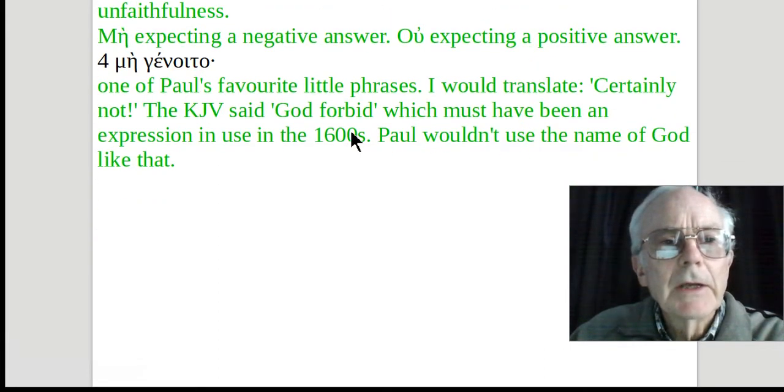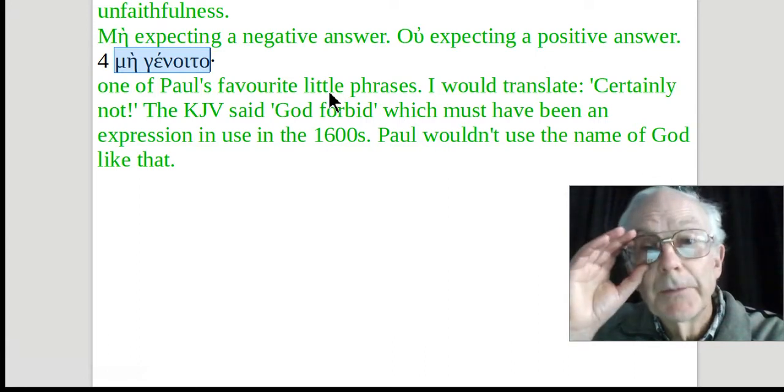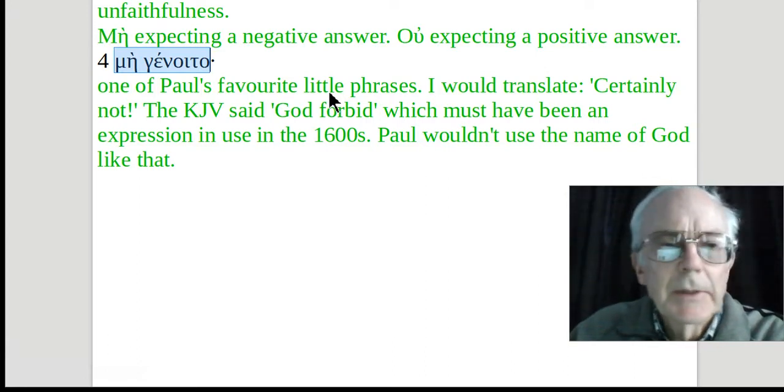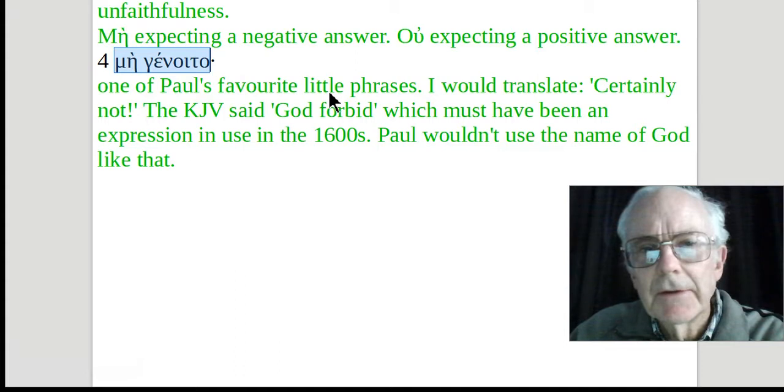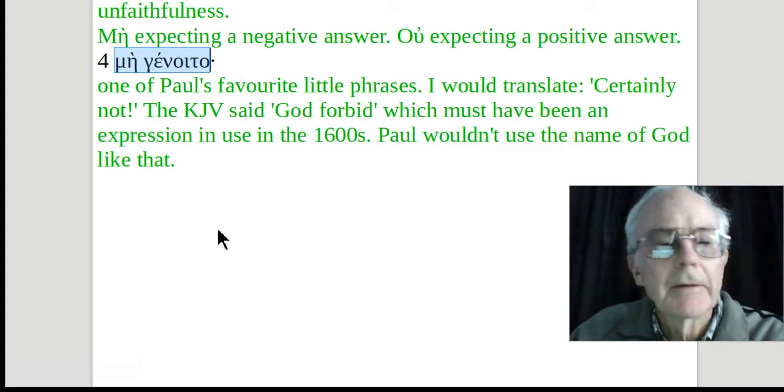Verse 4, me genoito, one of Paul's favorite little phrases. I would translate, certainly not. The King James said, God forbid, which must have been an expression in use in the 1600s. Paul wouldn't use the name of God like that.